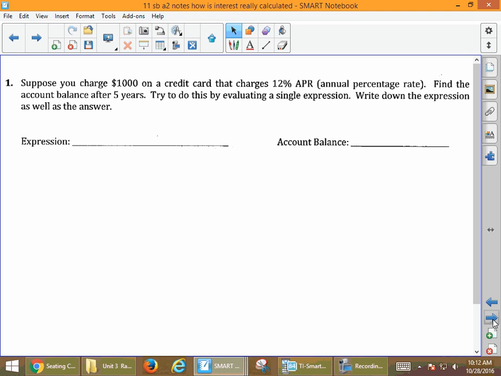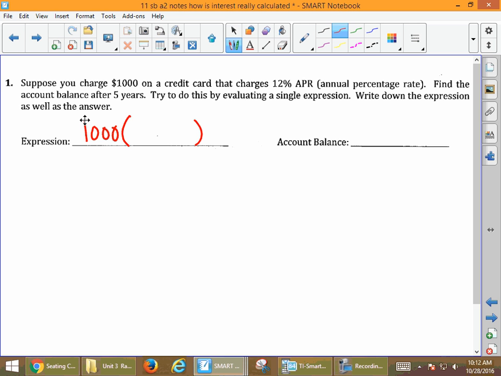So if we look at this first problem here, it says, suppose you charge $1,000 on a credit card that charges 12% annual percentage rate, APR. We want to find the account balance after 5 years. And what we're going to do is try to do this by evaluating a single expression. Write down the expression as well as your answer. Well, we start with $1,000.